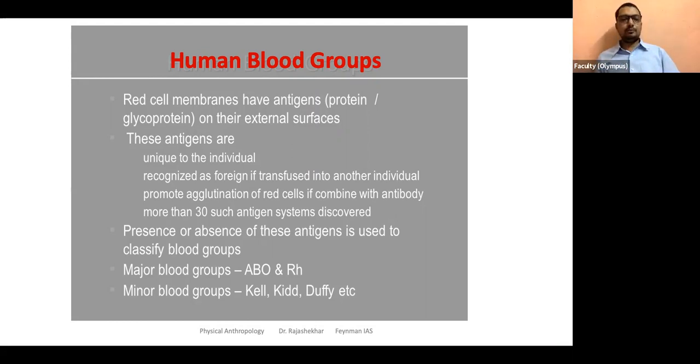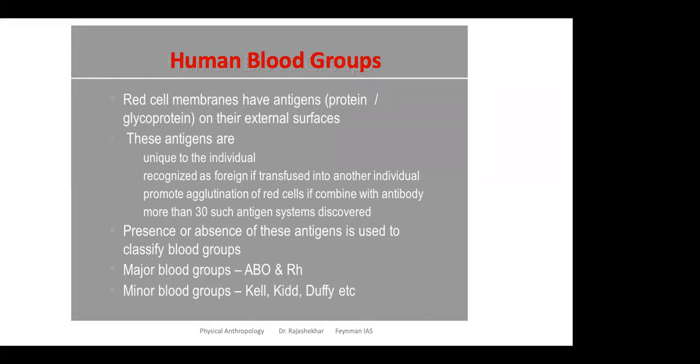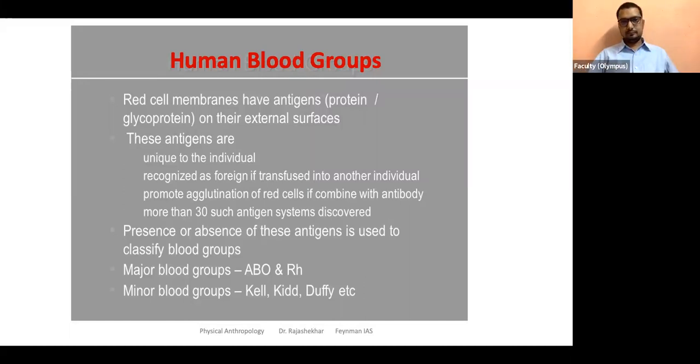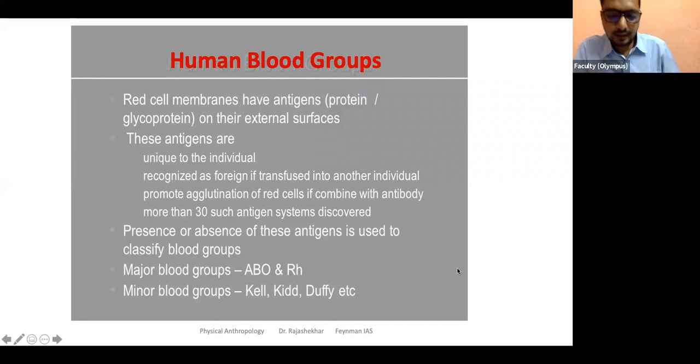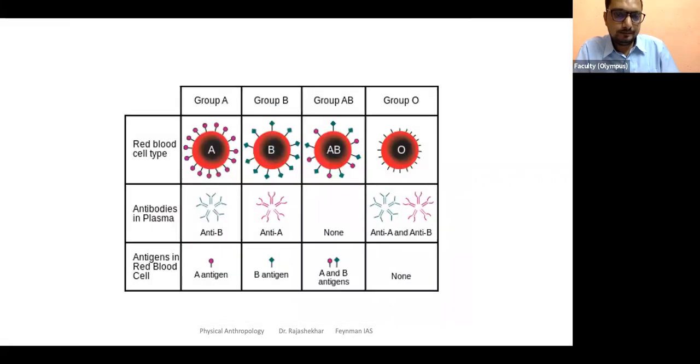If someone is an A blood group person, why is he called an A blood group person? What makes him an A blood group person? What is unique in him, different from a B blood group person? The antigens. Antigens present on their blood.